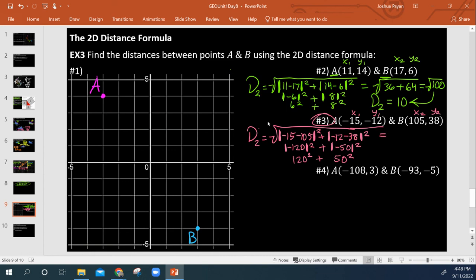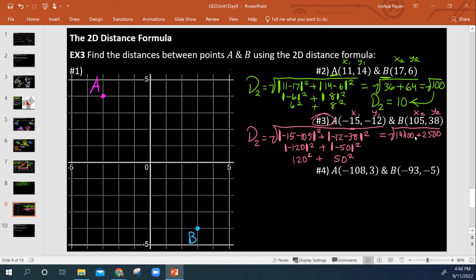120 squared, we'll just think of 12 squared. Well, 12 squared is 144, so we would just add 2 zeros to that. So we have 144 with 2 zeros. And then 50 squared, well, we're just going to think of 5 squared, that's 25, and again, we're going to add 2 zeros to that as well. So plus 2,500, like so.